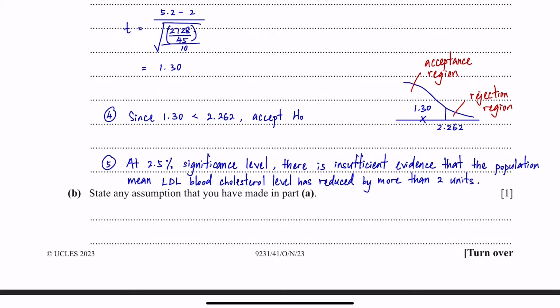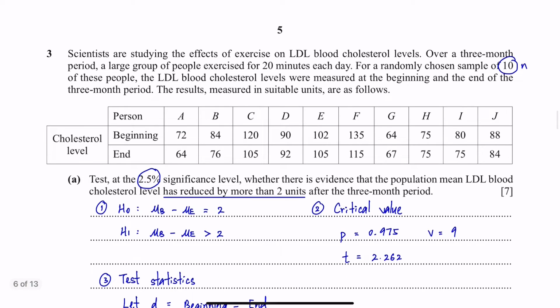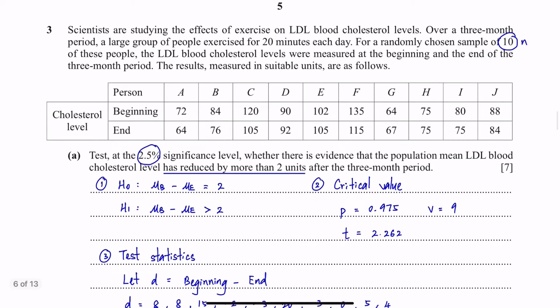And we're done with part A. Moving on to part B, state any assumption that you have made in part A. So in part A, we only have 10 samples and we decided to use the t-test. So in order to use the t-test, we would have assumed that the population is normally distributed. That's the assumption to use the t-test for a small value.